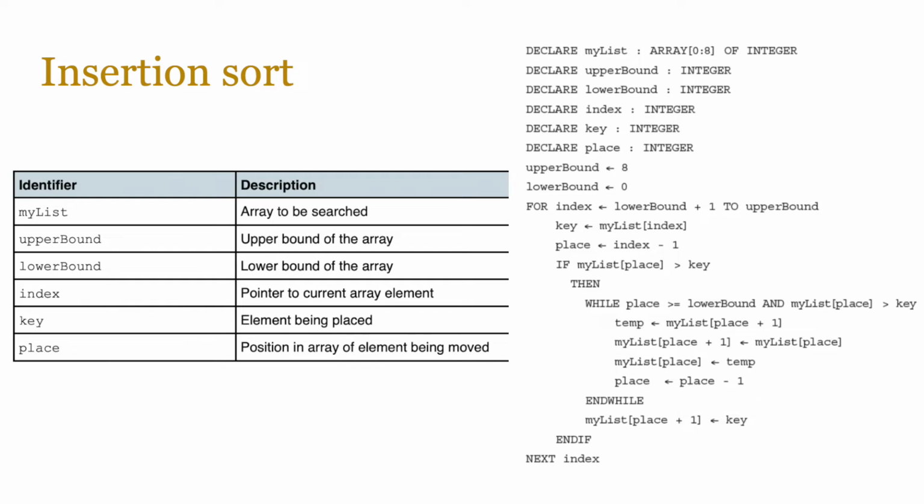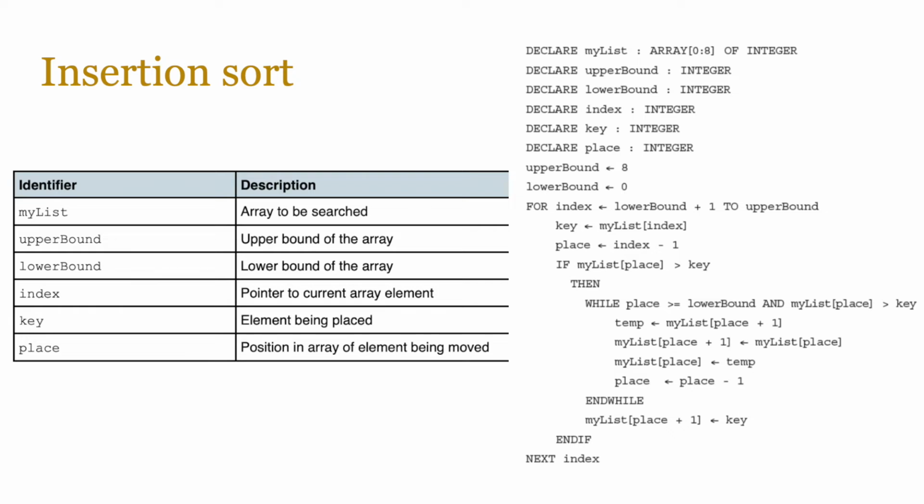And the conditions are that the place value has to be greater than or equal to the lower bound, because we don't want it to be below it, because you can't go below the lower bound. And the value that's stored at that particular place index is greater than what's in the key. And this allows us to check each place, and then using the temp variable and manipulations of the indexes and the place, swap values and insert it in the correct place. And at the end of that, we just decrease the place value by 1. And outside the loop, we insert the key at place plus 1, so we make sure that it's inserted into the correct place in the list.